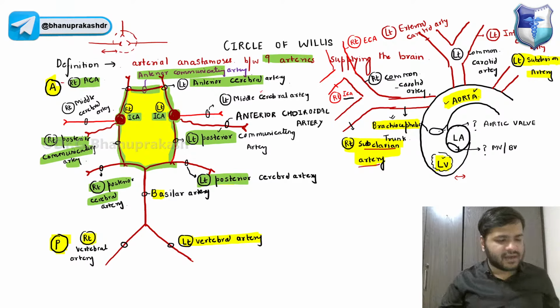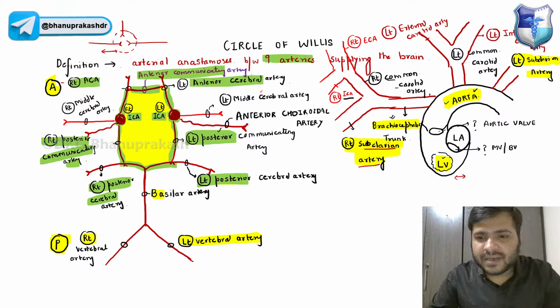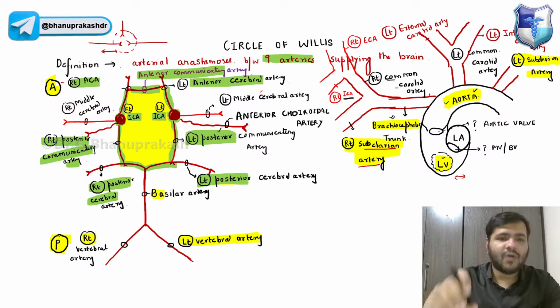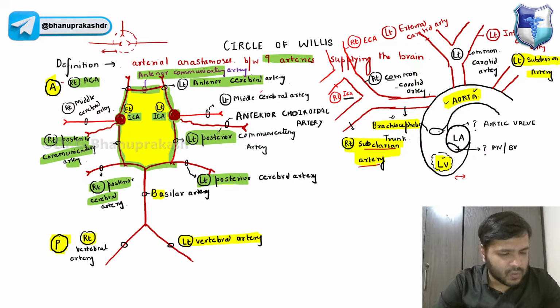So I hope this is clear to each one of you. All the 9 branches you can very well appreciate, right? And you can very well appreciate how to take one particular artery and go behind it.